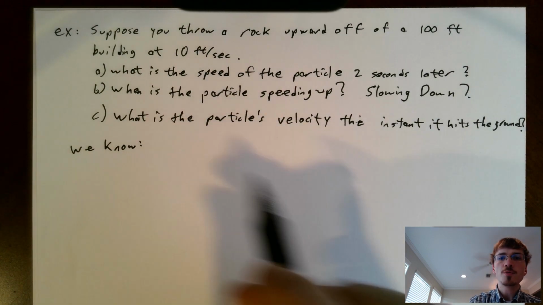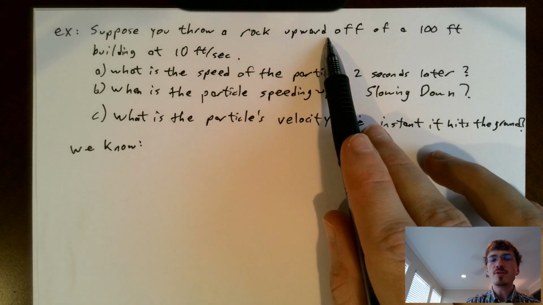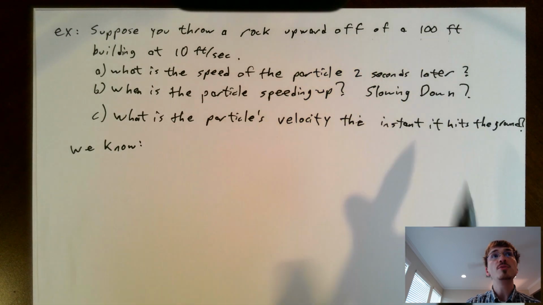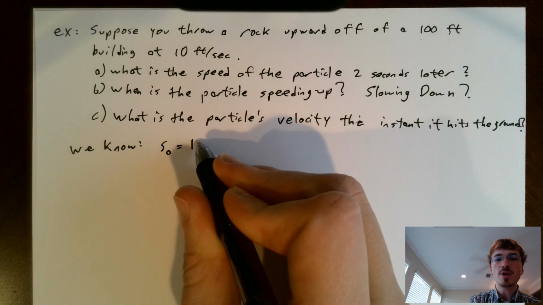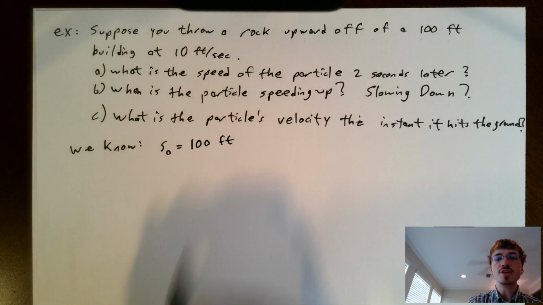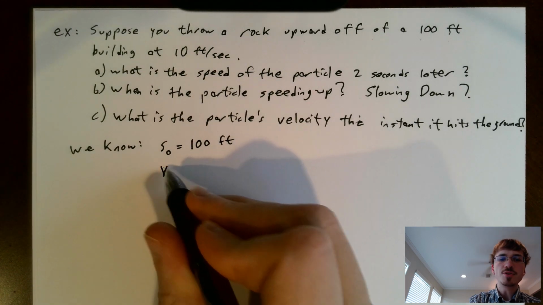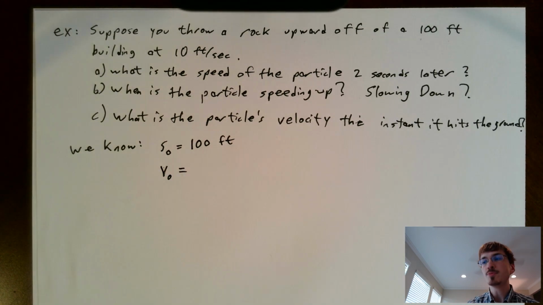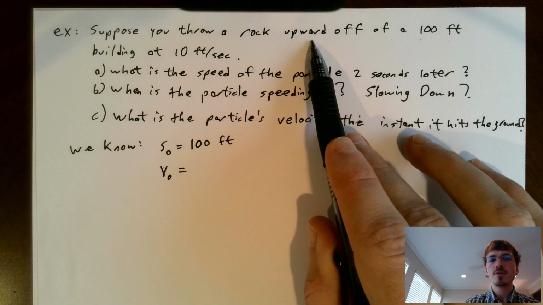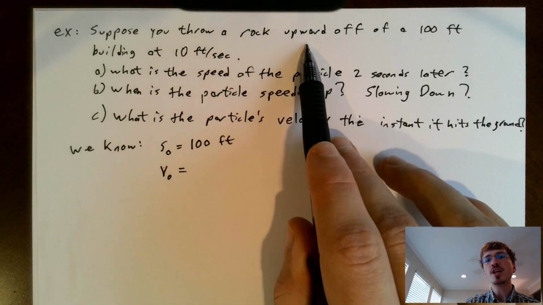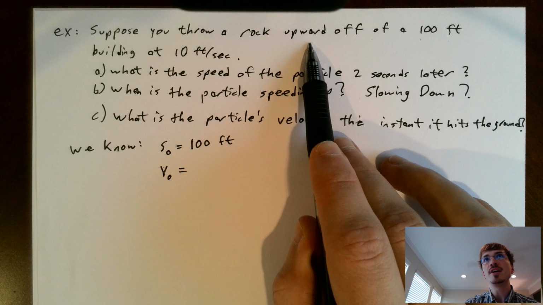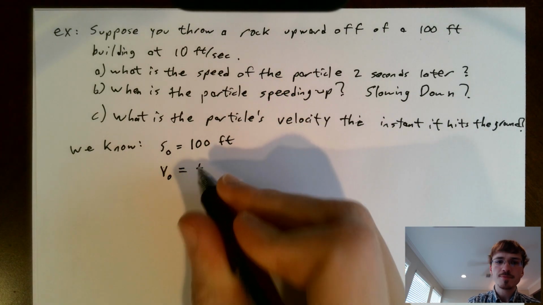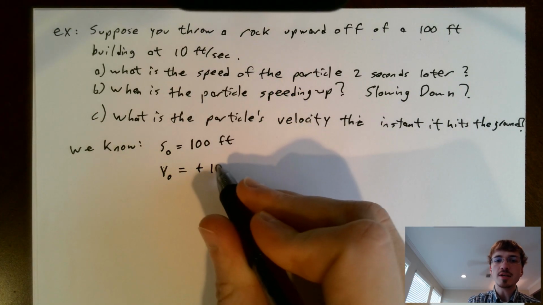So we know we throw it upward off of a 100-foot building. So a 100-foot building tells us the initial position. Our initial y position is 100 feet, right? What's our initial velocity for this particle, or this rock? Well, I've thrown it upward at 10 feet per second. So if it's upward, it's moving in the positive direction. So what's the sign of the velocity? It's positive, right? So it's positive 10.